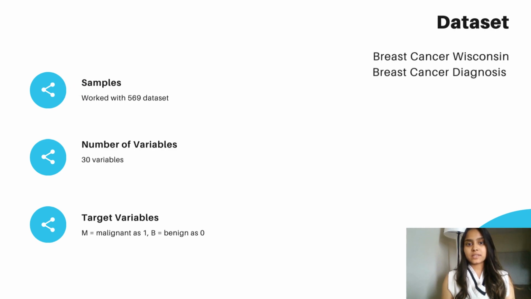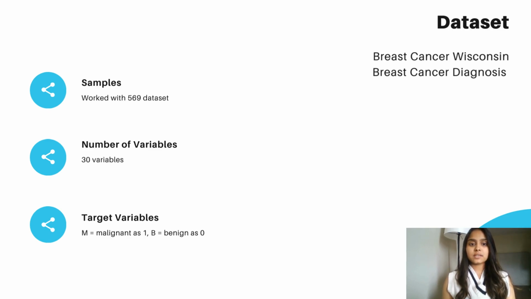Exploring two important data sets used in breast cancer research. The first one is the breast cancer Wisconsin data set, and the second one is the breast cancer diagnostic data set. These data sets are important in advancing our understanding of breast cancer diagnosis and enhancing the accuracy of tumor classification.